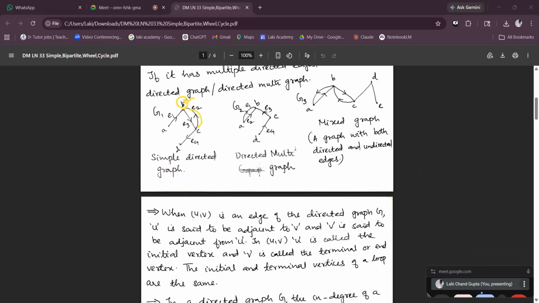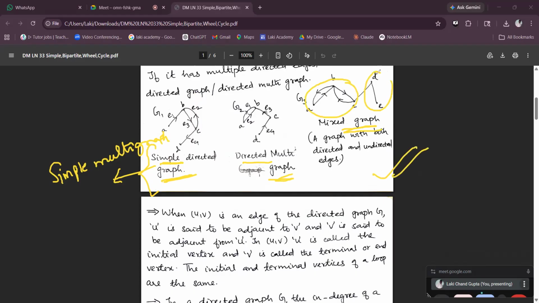A multigraph with self loops. So that's why you can say simple multigraph. Okay. Yes, that's why you name this simple multigraph. And this is a directed multigraph. Understood? This is a mixed multigraph. Why mixed? Because some parts are directed and some are undirected. And why is this a multigraph? Because parallel edges are there.